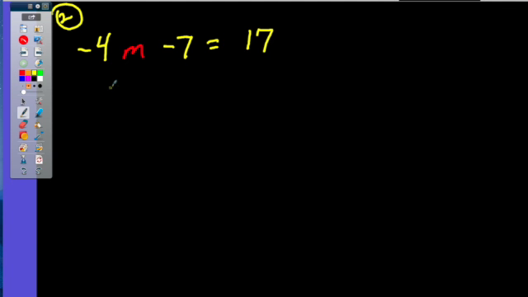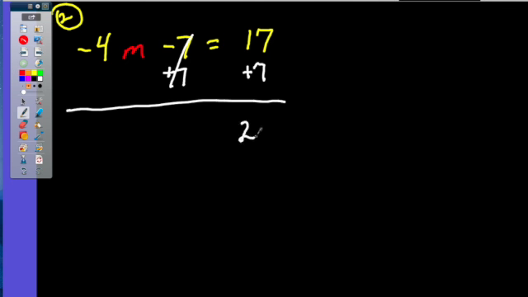Number 2, same thing. We have m. We need to isolate the variable, so we're going to undo the subtraction by adding. That cancels out. 17 plus 7 is 24. And then I'm just going to recopy -4m.